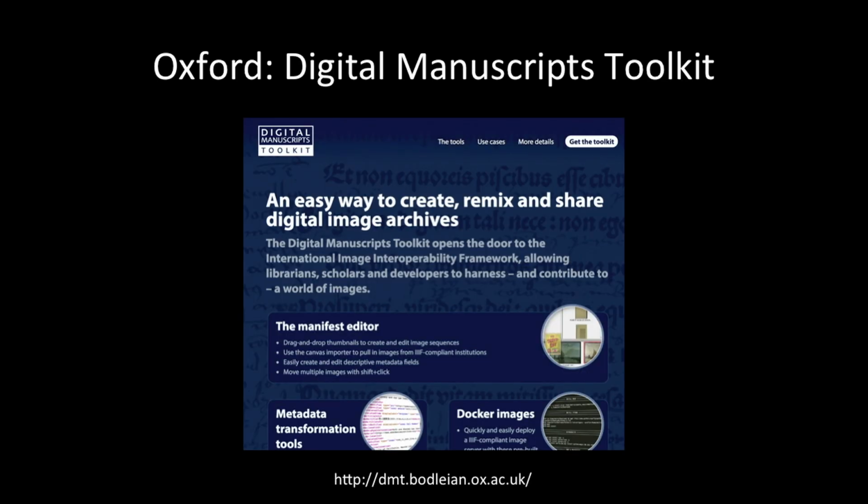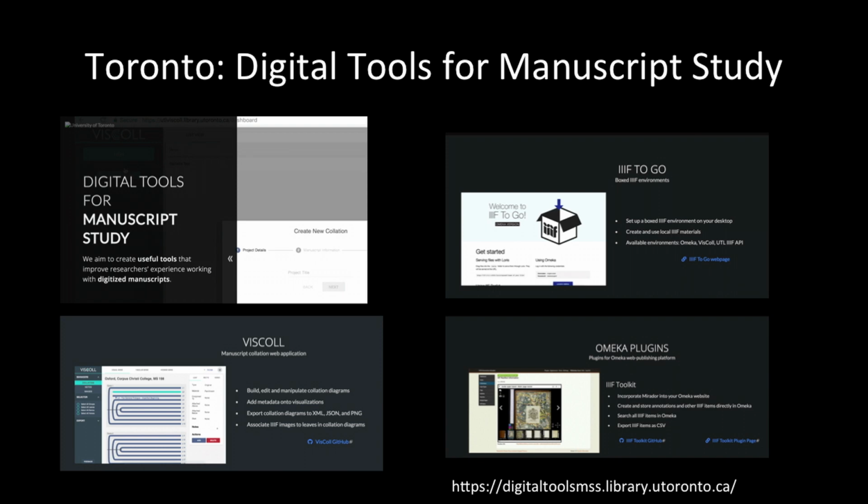If you are a manuscript scholar working in any textual materials that are handwritten, there are a number of sites that have toolkits available for you to work with. Oxford University, the Bodleian, has produced a fantastic package of tools that you can play with, including Docker images of IIIF image servers, and very importantly, a manifest creator. So the metadata that Tom talked about earlier can be modeled through their site, through a UI. I encourage you to look at that. The University of Toronto is also creating a number of tools for scholars particularly, including Omeka plugins, a collation visualizer, and other tools.